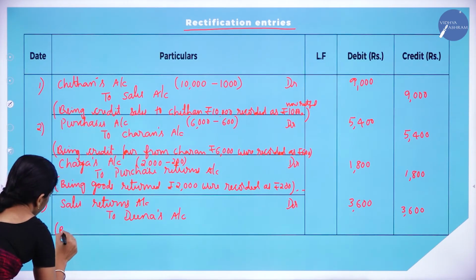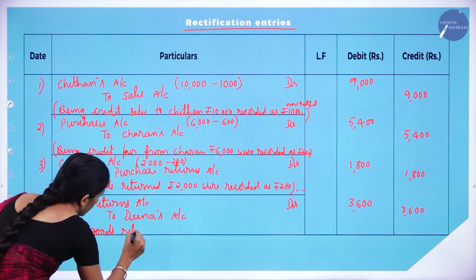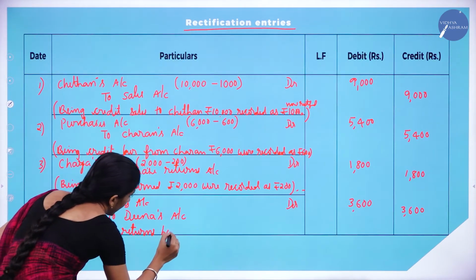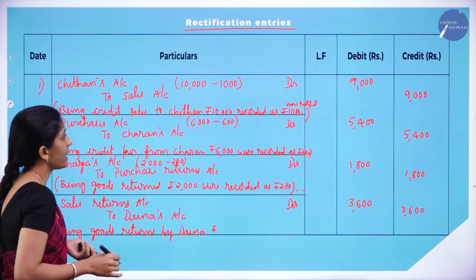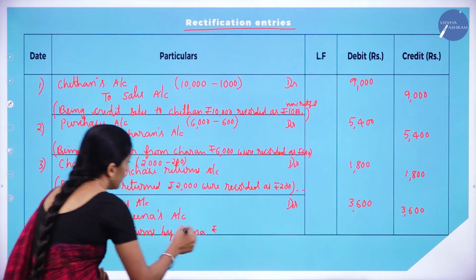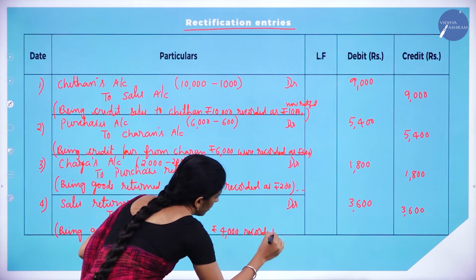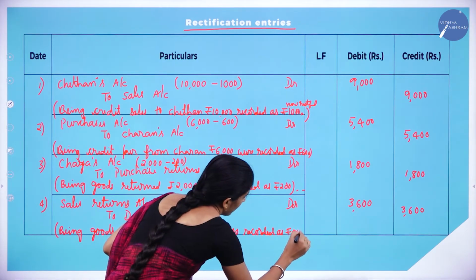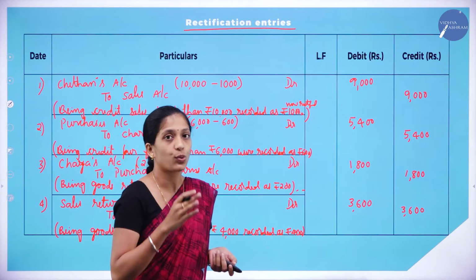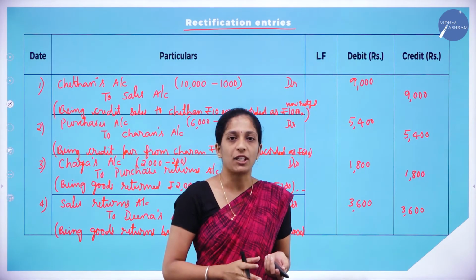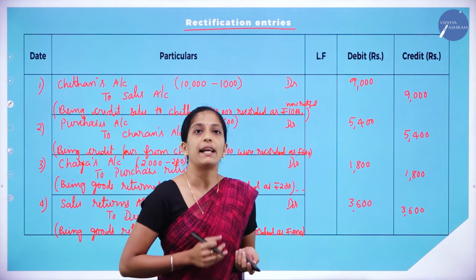Being goods returned by Dina rupees. So, how much goods she has returned? 4,000. Recorded as rupees 400. Now rectified. So this is how we are going to solve the problem, and this was a problem relating to error of commission where they have wrongly entered the amount, but the journal entry was correct, but they have wrongly entered the amount.